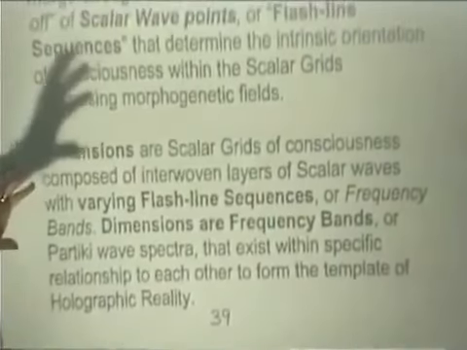We've got dimensions. It's important to understand that dimensions are scalar grids. They're those rows of light bulbs. They have a specific structure. A dimension is a very specific flash line sequence, a sequence of those light bulbs or scalar waves turning on and off at very specific rhythms. What differs one dimension from the next is that the flash line rhythm is different between each of them. The lower dimensions have slower on and off flash rhythms, and the higher ones have faster.